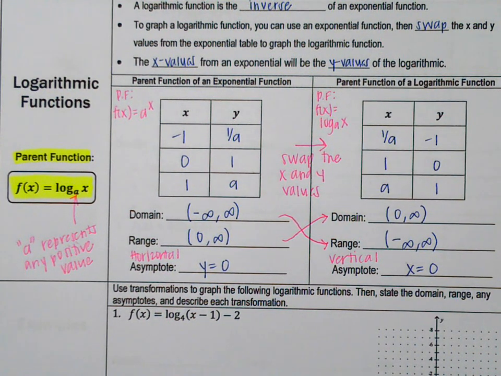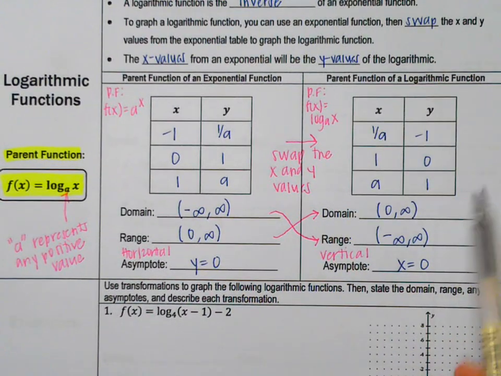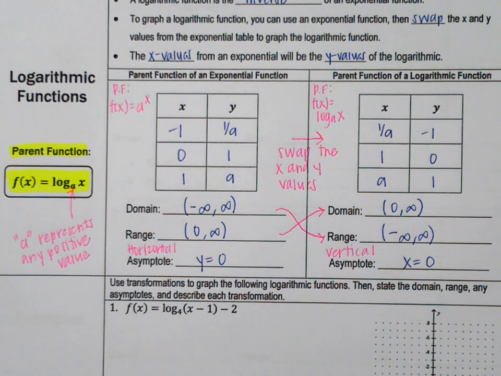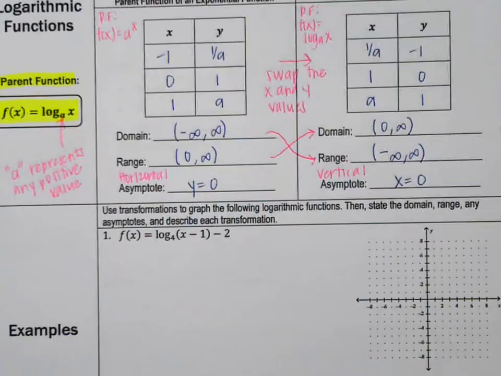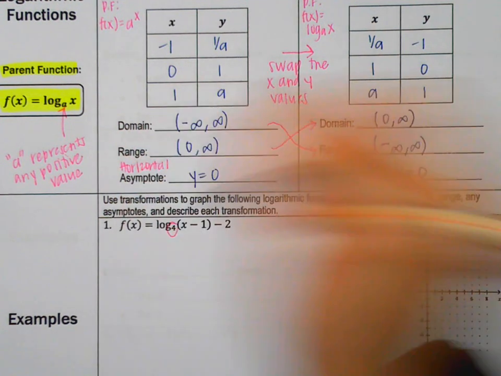Just like with the exponential, I will give you the parent function table for the logarithmic function, so you'll have both parent function tables. Okay, so let's get into graphing. It says use transformations to graph the following logarithmic functions, then state the domain, range, any asymptotes, and describe each transformation. The first thing we need to recognize is the base of the logarithm. The base here is 4.